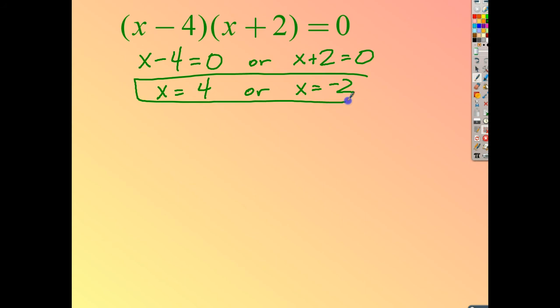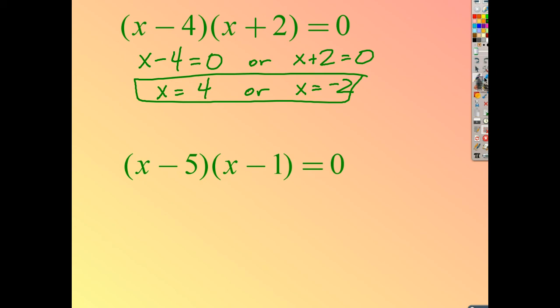And this is my solution. If I plug in 4 here, this becomes 0, the whole thing becomes 0. If I plug in negative 2 here, I get the whole thing equals 0 because I'm going to be multiplying by 0. So that's the idea of the zero product property. So let's go ahead. Why don't you take a look at this problem and take a second and see if you can figure out the solution to this one.